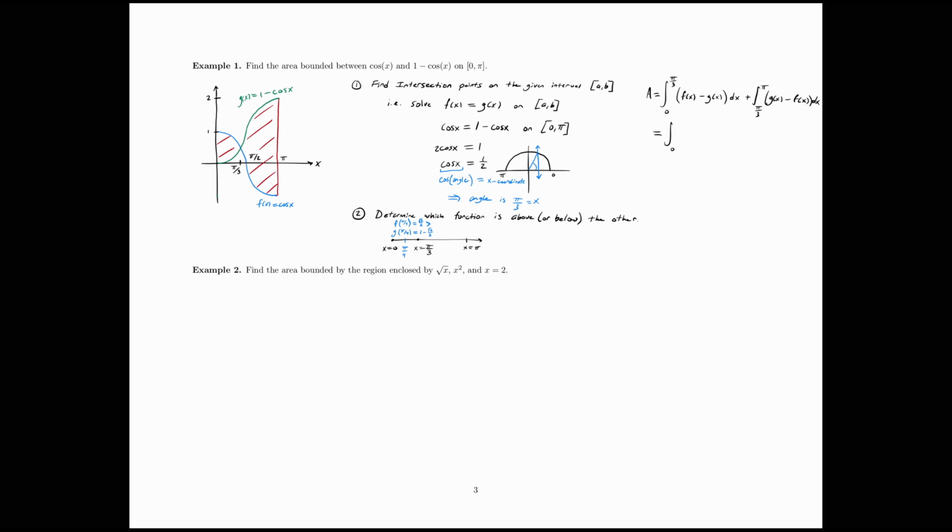So we can set this up. f is cosine, minus 1 minus cosine of x, which is g, plus, running out of room, the integral from pi over 3 to pi of 1 minus cosine of x minus cosine of x, dx. And then you can integrate from there. So if we integrate, this is going to be 2 root 3 plus pi over 3.